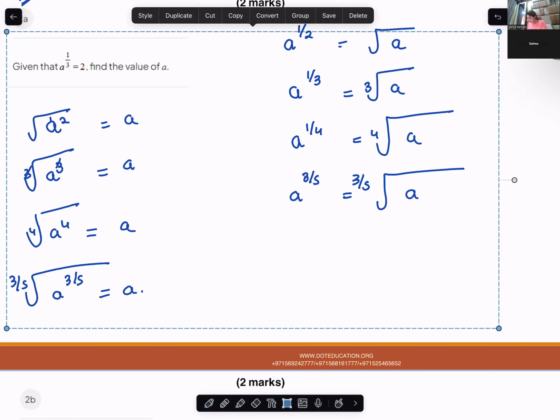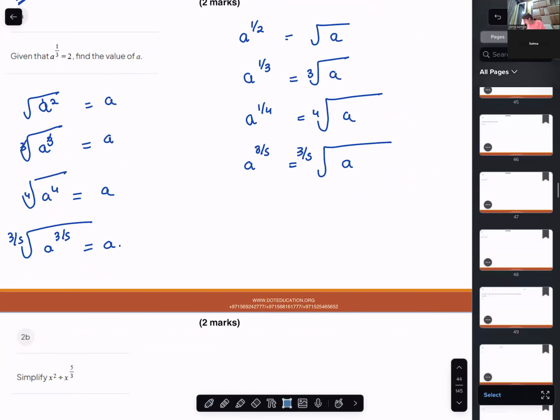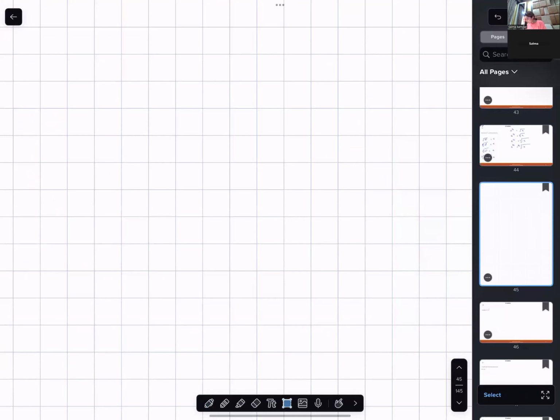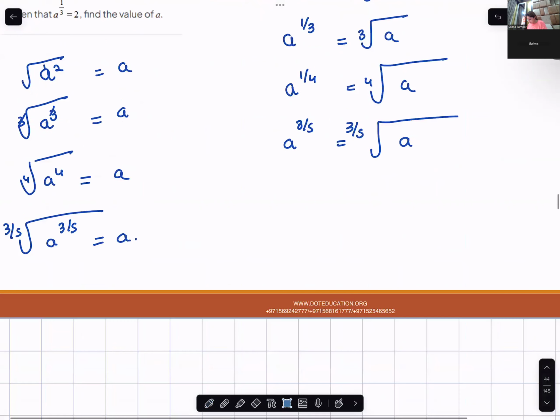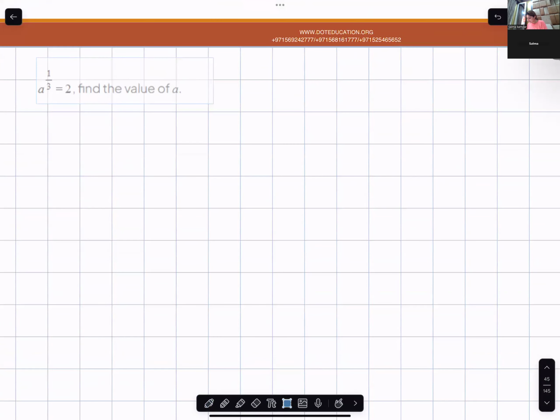Okay. Now, when I talk about the question that we have, our question is to find the value of a, where a to the power one third is equal to 2. Now, this is very easy. You can also do it in your calculator, but we'll do it without a calculator. a to the power one third is equal to 2. a to the power one third means the cube root of a is equal to 2.